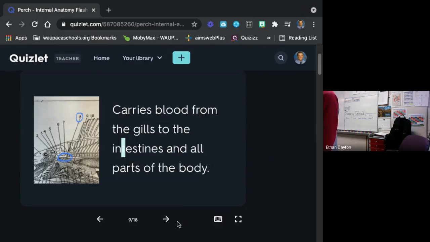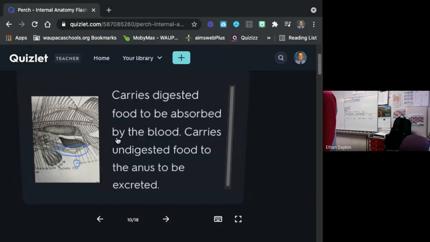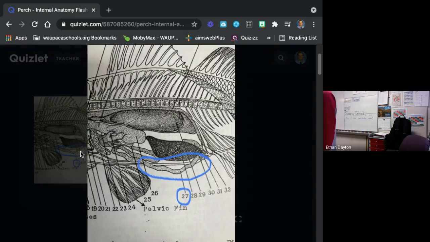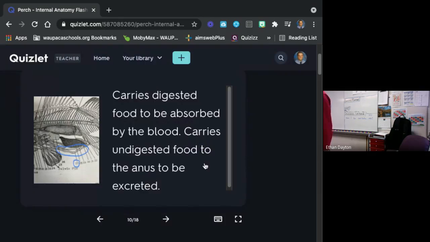Okay? Next, let's talk about the intestines. This one should be fairly simple. You have intestines as well. You also have an aorta in your heart. The aorta, again, helps pump blood to the rest of your body. Number 27 here, here's the intestines. They're shown kind of hanging out of the body right now. But yeah, intestines, they carry digested food to be absorbed by blood, right? You eat food for a reason. It needs to be absorbed by your body so that it can use it for energy. Undigested food, of course, goes out the anus.